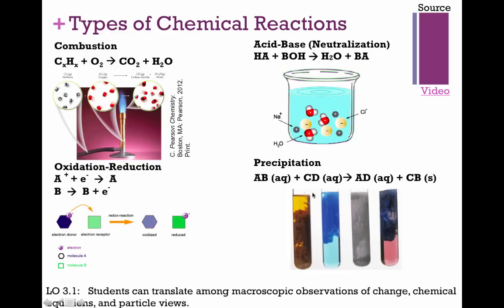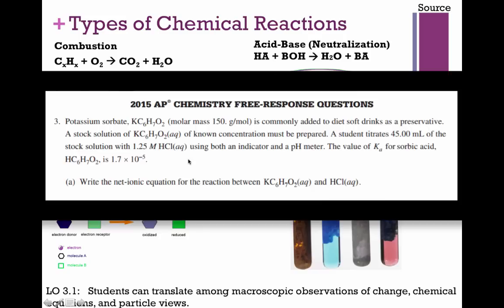Gravimetric analysis is when you precipitate out something, and then you can use stoichiometry to figure out what your concentration was initially. This was actually a free response question 2 years ago. You have potassium sorbate, which is this equation right here. It's commonly added to diet soft drinks as a preservative. A stock solution of the potassium sorbate of known concentration must be prepared. A student titrates 45 milliliters of stock solution with 1.25 molar HCl.